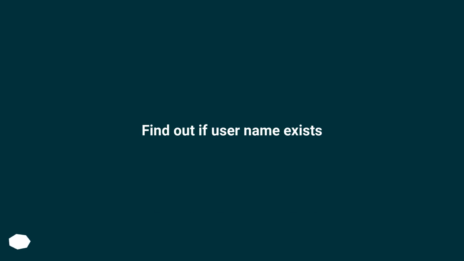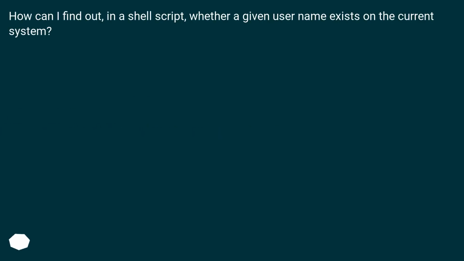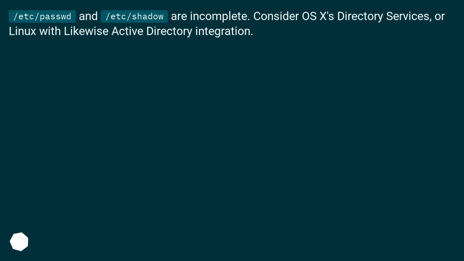Find out if a username exists. How can I find out, in a shell script, whether a given username exists on the current system? /etc/passwd or /etc/shadow may be incomplete. Consider OS X's directory services, or Linux with Likewise Active Directory integration.